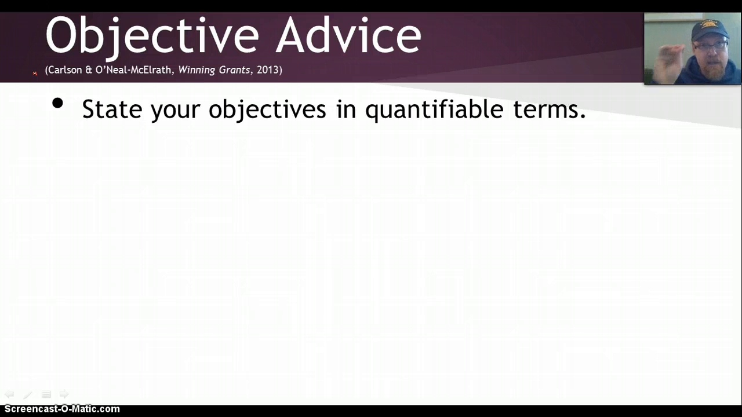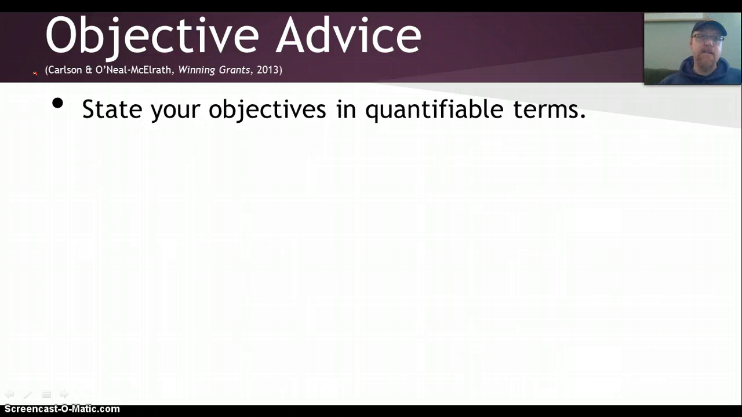This is the realistic, concrete, tangible, measurable thing. State your objectives in quantifiable terms. Now, this isn't saying that everything has to be measured in numbers, because we know that isn't always the case. But you're going to want to state your objectives in quantifiable terms, even if you're using qualitative methods to evaluate them, so that the grant maker, the funder, can easily see whether or not that objective has been completed.